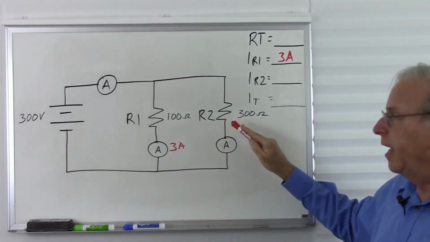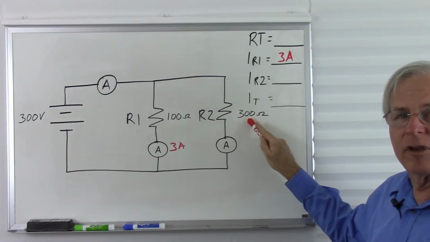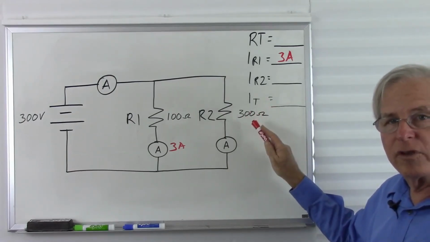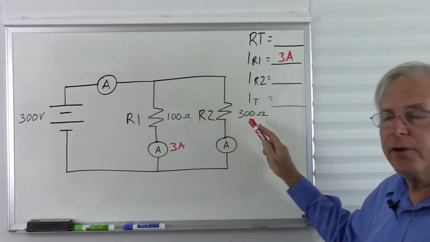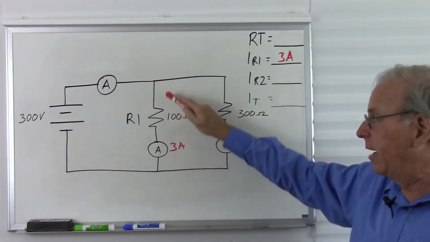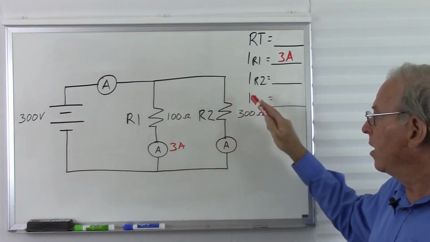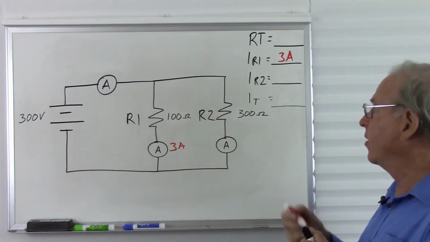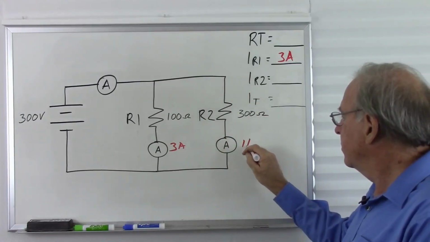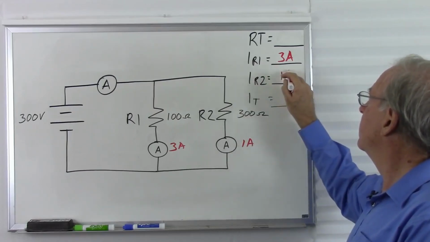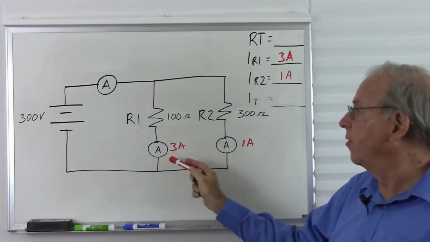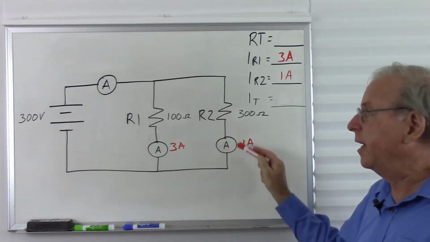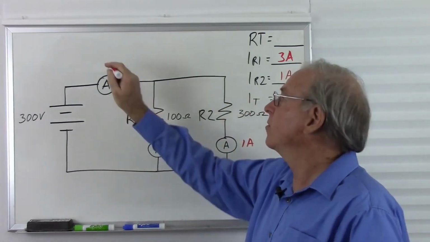Here, R2 is 3 times the resistance. So if we have more resistance, we have less current. 3 times the resistance, we will have 1/3 of the current. So if we have 3 amps through 100 ohms, we must have 1 amp through 300 ohms. So our total current is going to be 3 plus 1, giving us 4 amps.